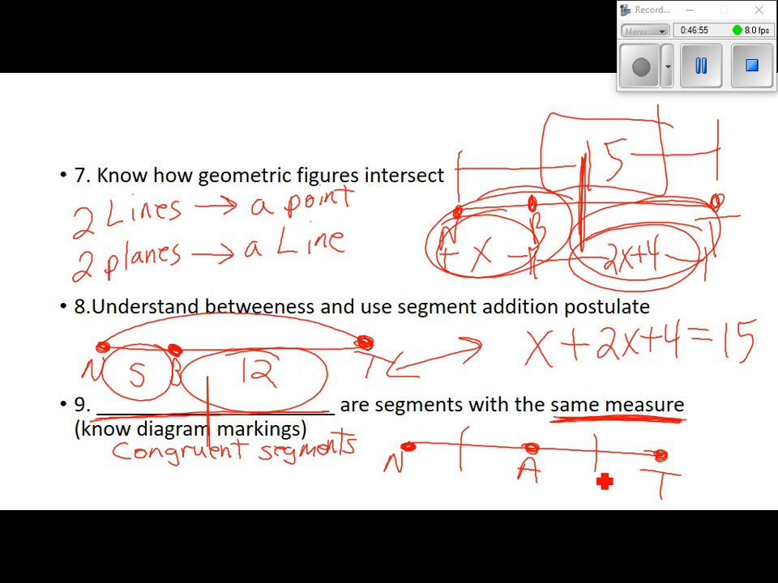What's the symbol for congruent? Equal sign with a little tilde above it, right? A little curvy thing above it. Make sure you know that that means congruent. Same measure, equal.